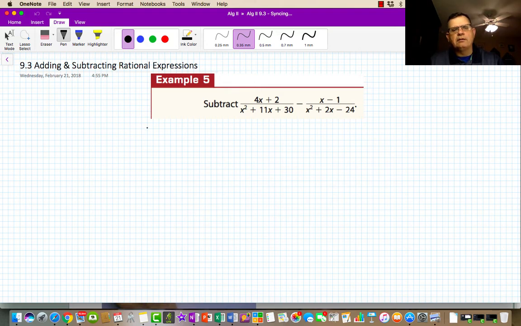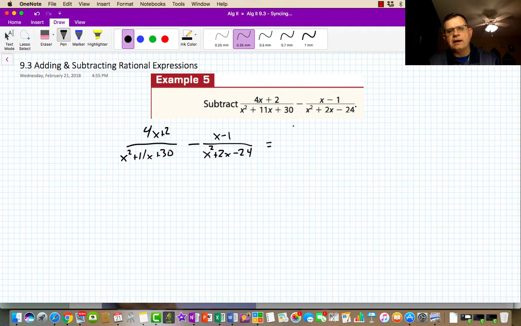Get a little bit more complicated. 4x plus 2 all over x squared plus 11x plus 30 minus x minus 1 all over x squared plus 2x minus 24. So we're going to factor the denominator again. So 2 sets of parentheses. X has to go here to get x squared. Two numbers that multiply to give me 30 and add to give me 11 are 6 and 5. So it's plus 6 and plus 5.